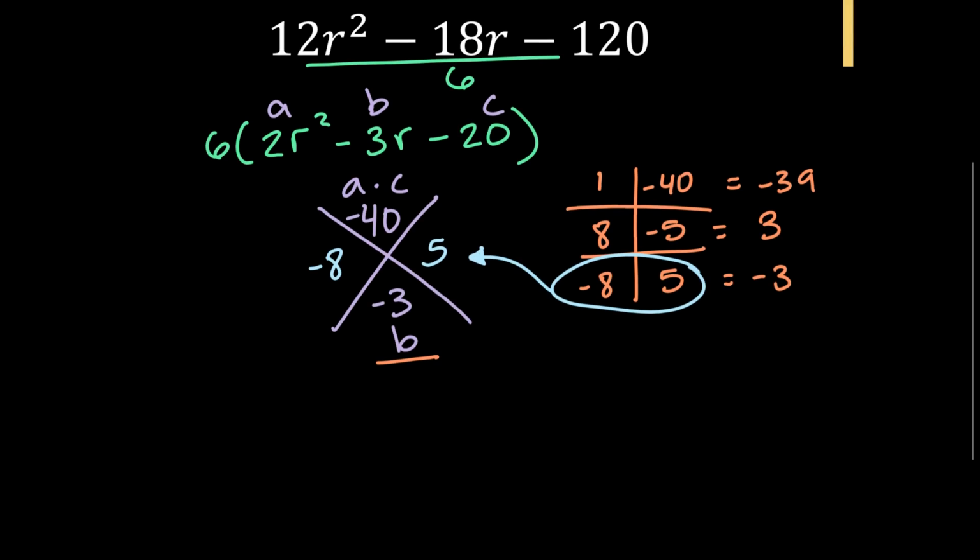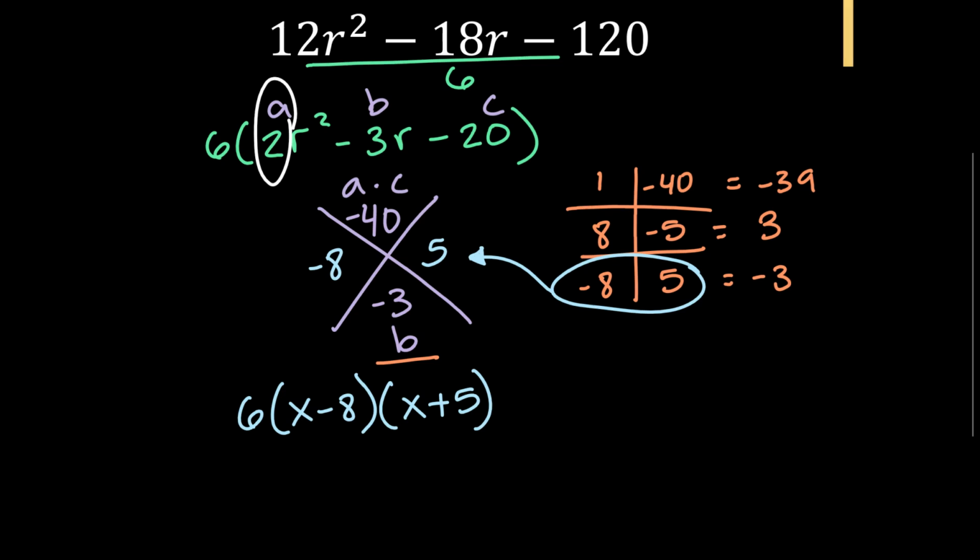So now, pull down that 6. We have x minus 8, x plus 5. This is what a lot of people wrote. Is this our final answer? No. Why is this not our final answer? Right, we have an a value of 2. So what do I do with that 2?